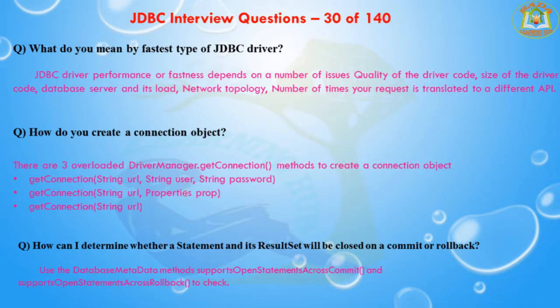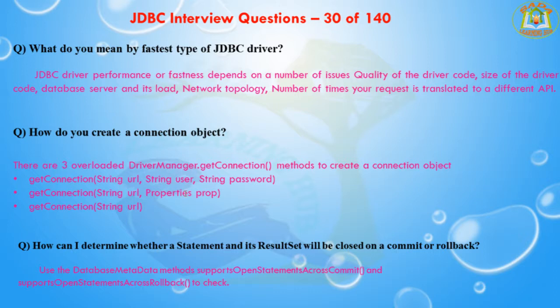The first one is getConnection of String URL, username, and password. It takes three parameters. The first one is the string URL, meaning whatever URL is used to connect with our database, we need to give that URL, and the string username and password. We need to give the database username and password here.